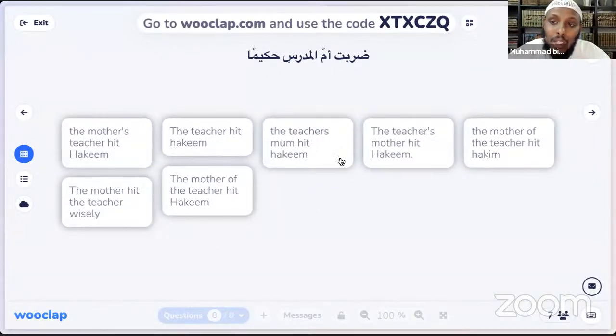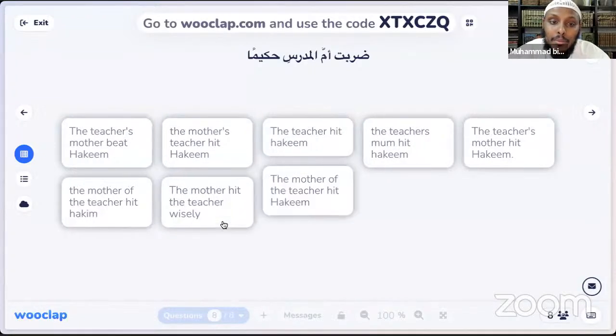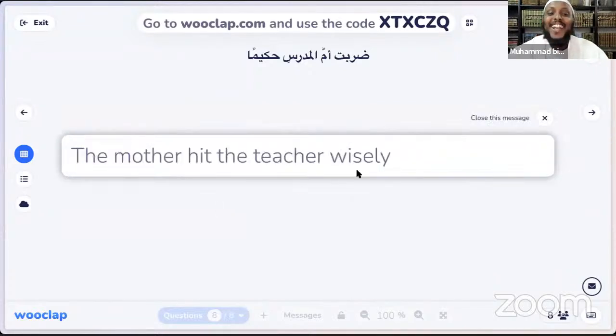But this one is different. Why is it different? Let's see what you guys translated it to. The mother's teacher hit Hakim. The teacher's mother beat Hakim. The teacher's mom hit Hakim. The teacher's mother hit Hakim. MashaAllah. The mother hit the teacher wisely. I like that one.